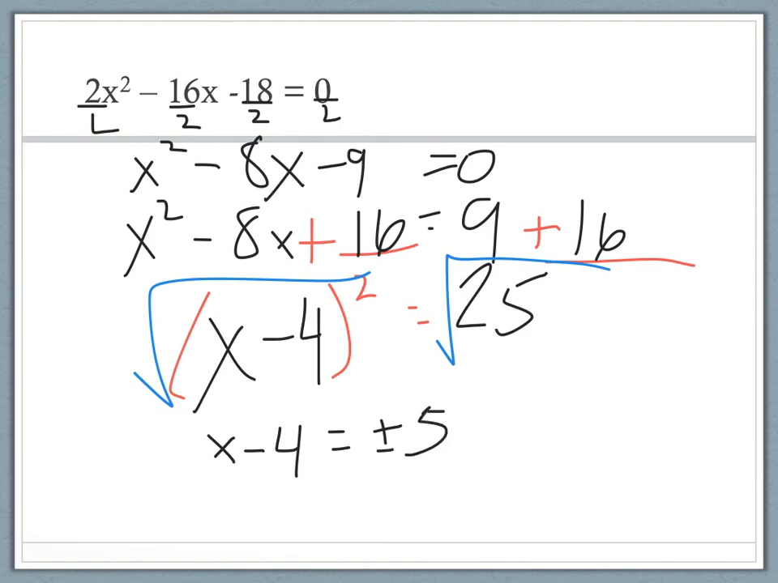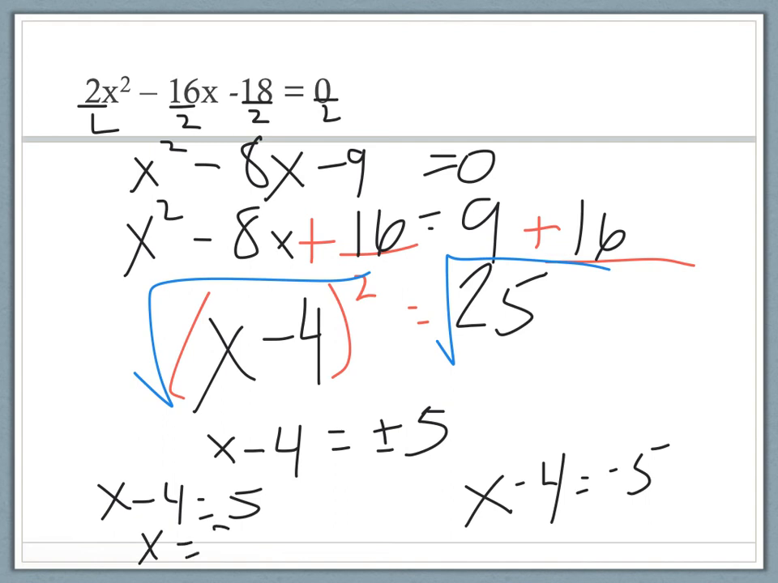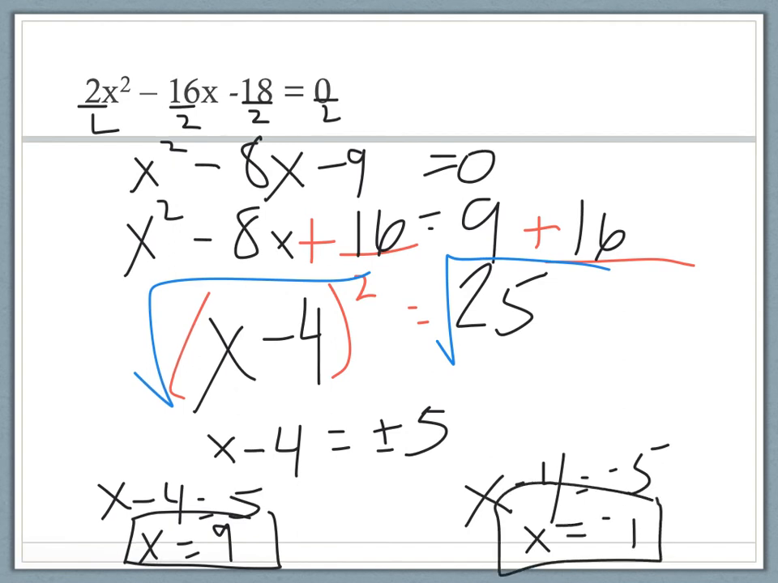Okay, now split this up. I have x minus 4 equals positive 5, and x minus 4 equals negative 5. Now I add 4 to both sides, so x equals 9. There's one of my answers. And then add 4 to both sides over here, so x equals negative 1. There we go. That's it.